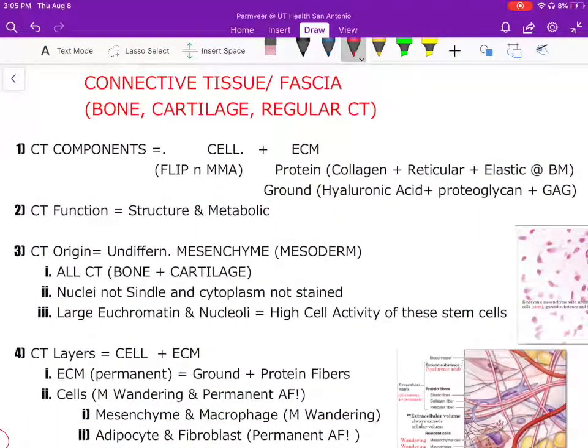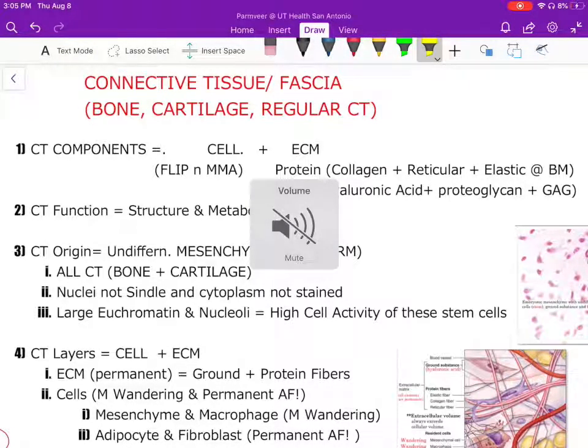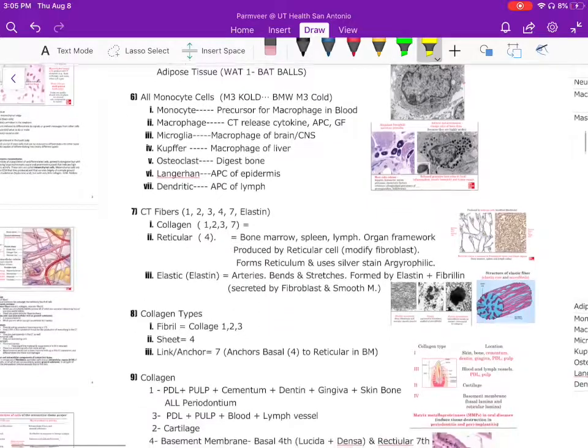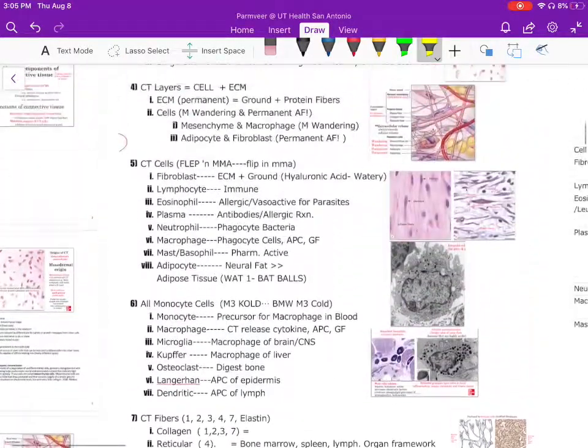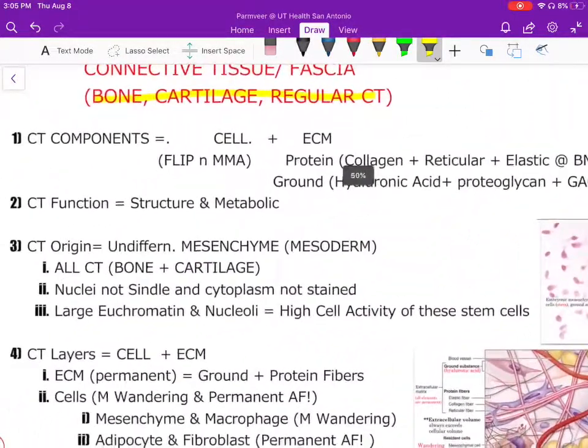Hello everyone, let's start with our connective tissue lecture. Connective tissue, also known as fascia in some terminology in books. So that's your bone, cartilage, and regular connective tissue. So we have basically 9 topics to cover today. So let's jump into it.